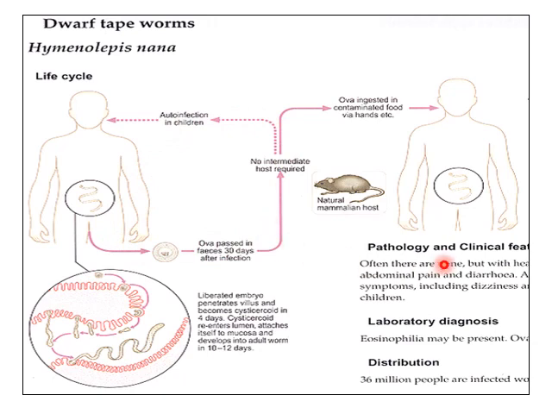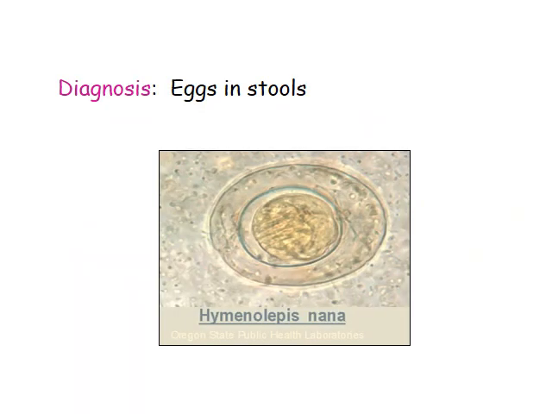Mostly the patients are asymptomatic, but there could be mild symptoms of abdominal pain and diarrhea. For diagnosis, stool examination is done and typical eggs of H. nana can be seen. As you can see here, it has 2 layers and polar filaments.